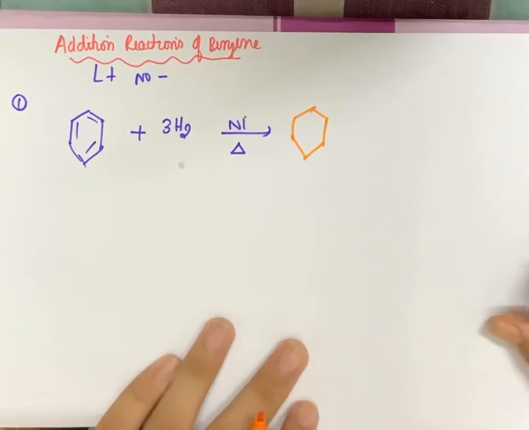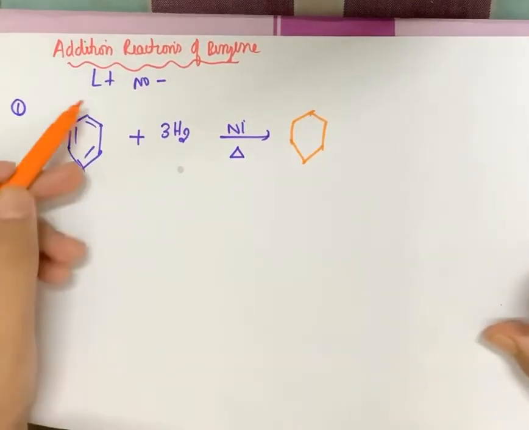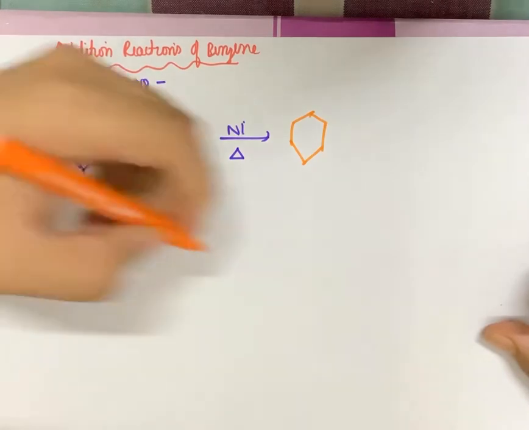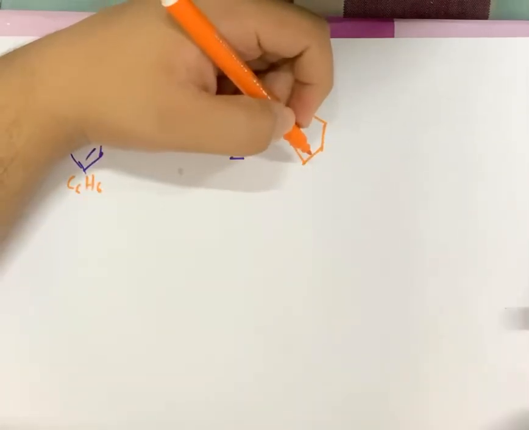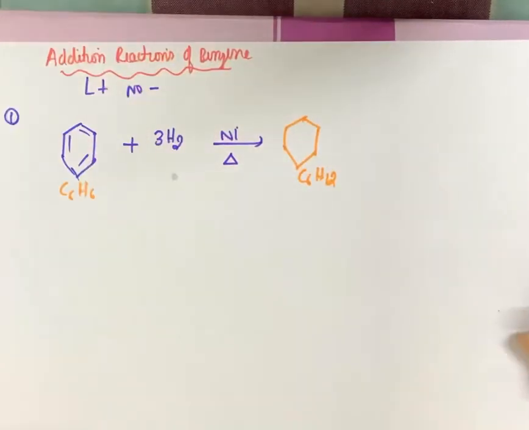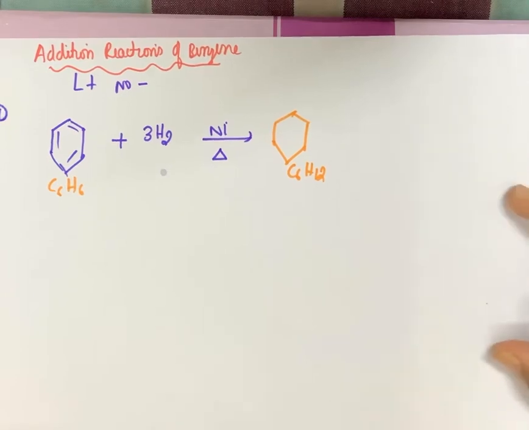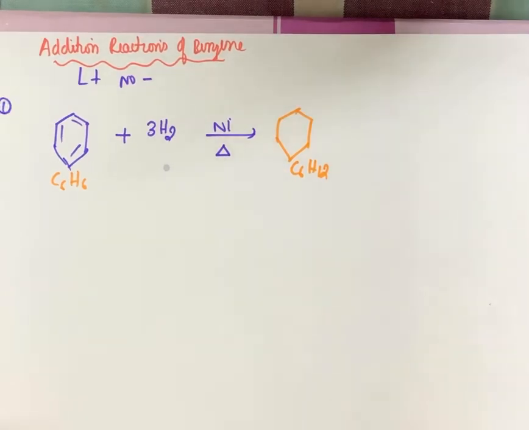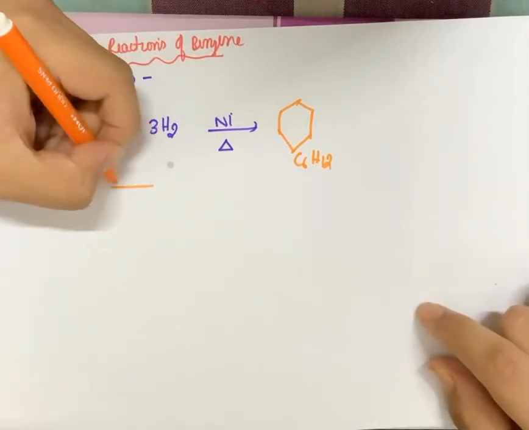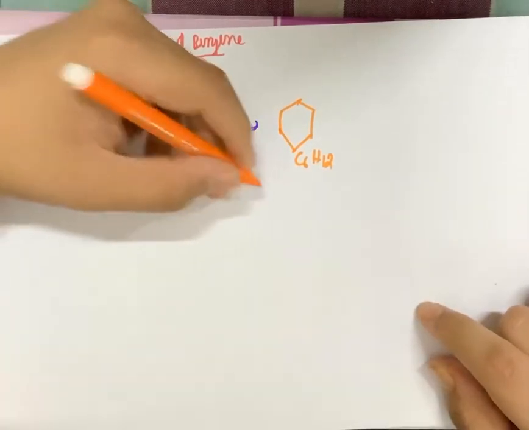Okay, let's understand this. Benzene is having the formula C6H6. Cyclohexane has formula hexane minus 2 hydrogen. Hexane means C6H14 minus 2, C6H12 is the formula. All cyclo compounds have the formula of minus 2 hydrogens of their original parent hydrocarbon. Okay, so that means I have to add 6 hydrogens plus 6 hydrogen, so I will get cyclohexane.